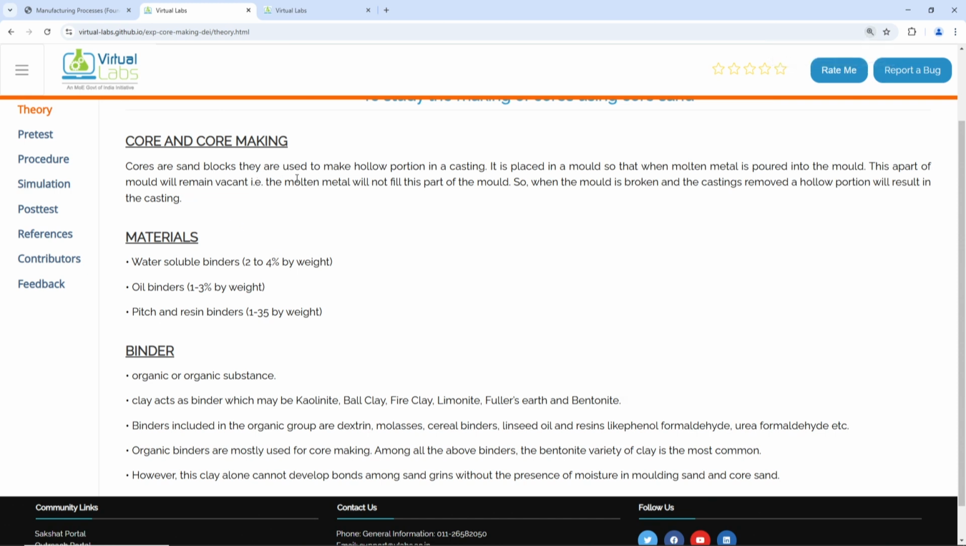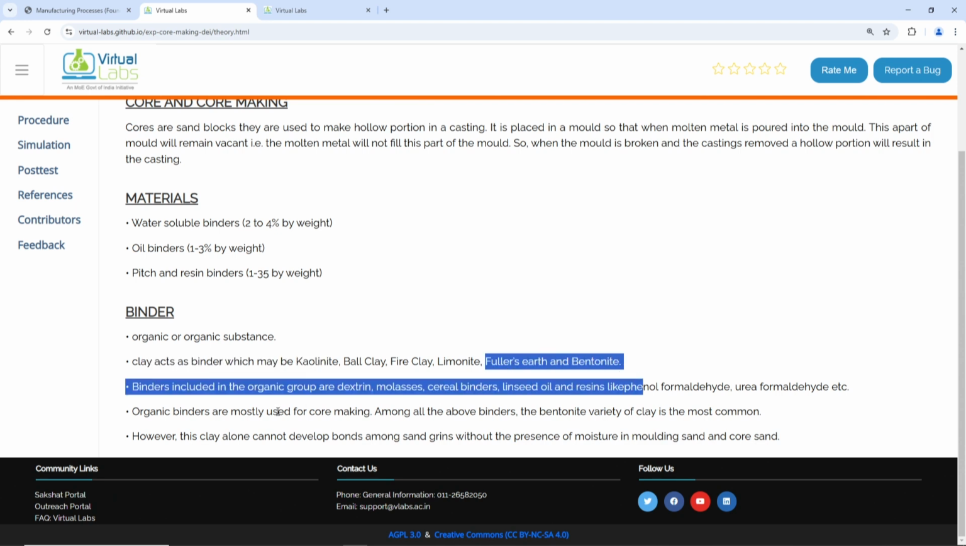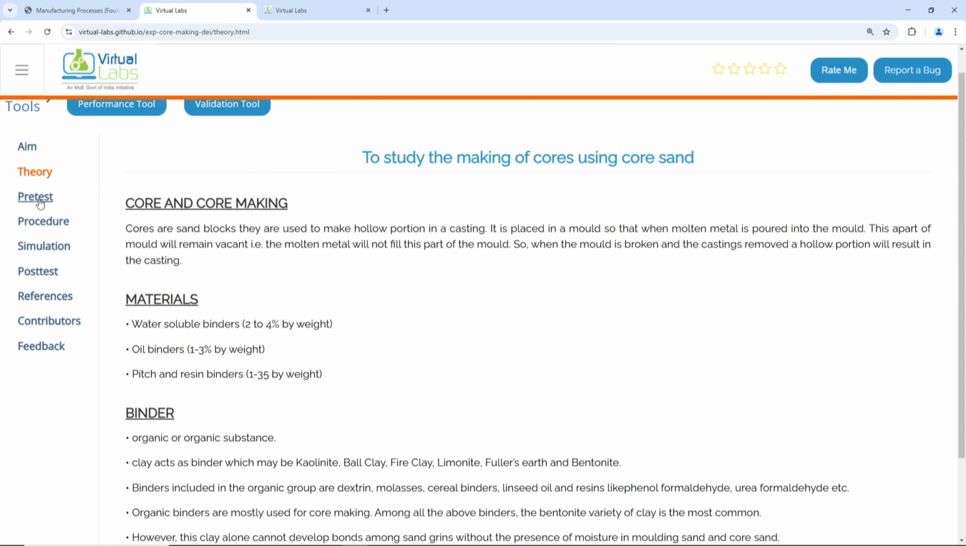Cores are sand blocks that are used to make hollow positions in the casting. This we have discussed. The materials which are used in this experiment are water soluble binders, 2 to 4% by weight, oil binders, 1 to 3% by weight, pitch and resin binders. These kinds of binders could be used. Then clay acts as a binder, which includes kaolinite, fire clay, limonite, fuller's earth and bentonite. You can read about all these binders. We have already discussed this in the theory lectures.